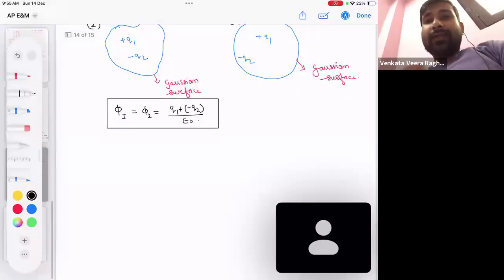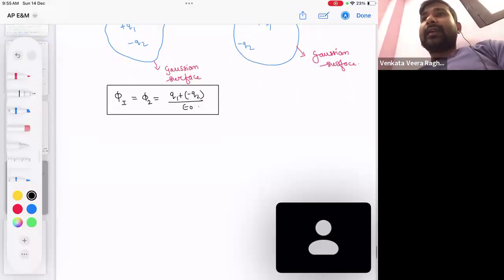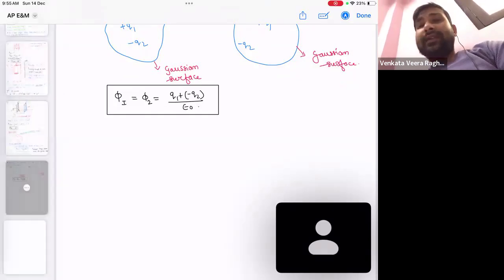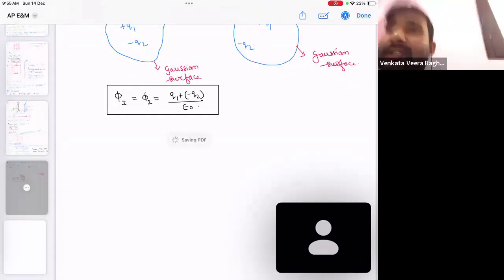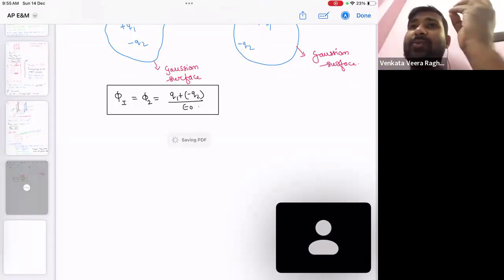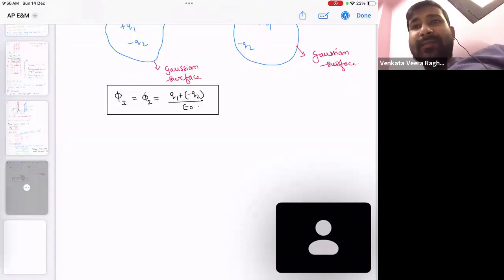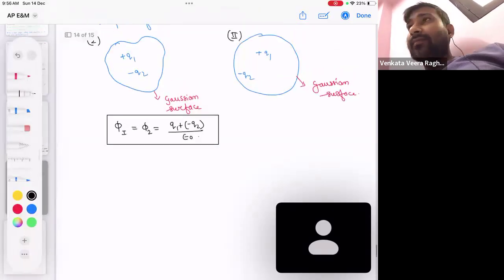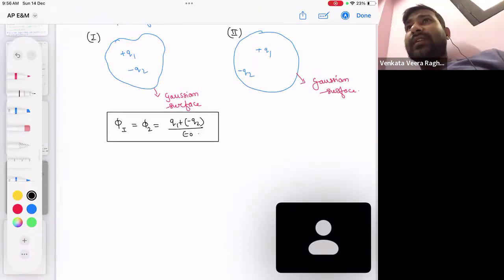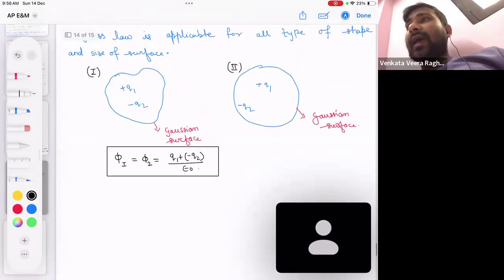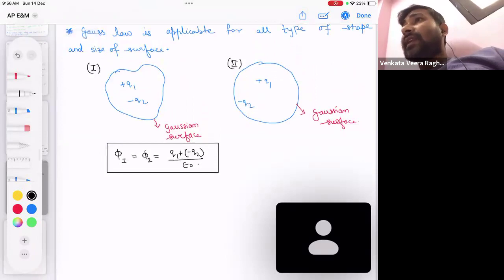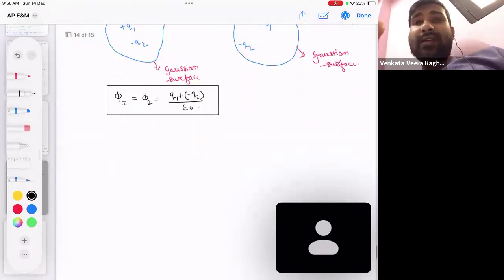Okay. So the next thing we have to discuss is, using Gauss theorem, we will calculate electric field due to a few things. What are the few things? Electric field due to a point charge. What will be the electric field due to the point charge? Please tell me. kQ by R square, isn't it? Yes. kQ by R square. And electric field due to an infinite line charge, lambda by 2 pi epsilon naught R.